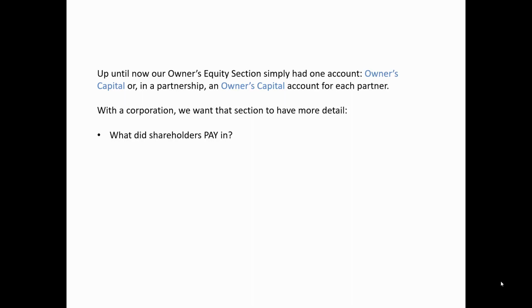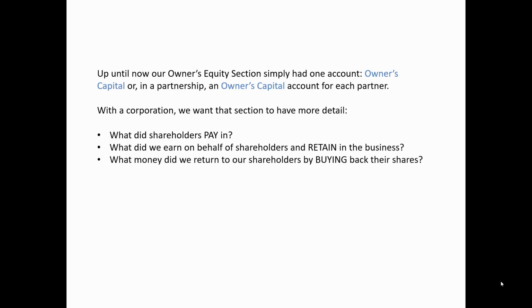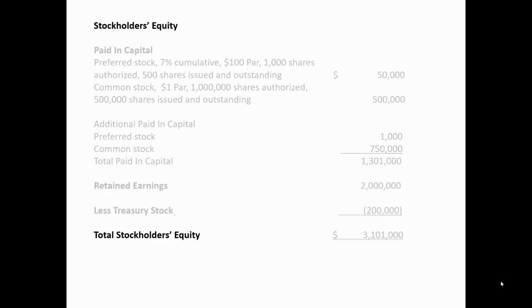So instead of just a total of the capital account, we're going to break it down to show people what the shareholders paid in when they bought our shares, money that we've earned on their behalf but have not paid out in the form of dividends. That's called retained earnings. Retained earnings at the beginning plus net income minus dividends gives us retained earnings at the end. And we're going to show people how many dollars we gave back to our shareholders by buying back their shares. That's called treasury stock.